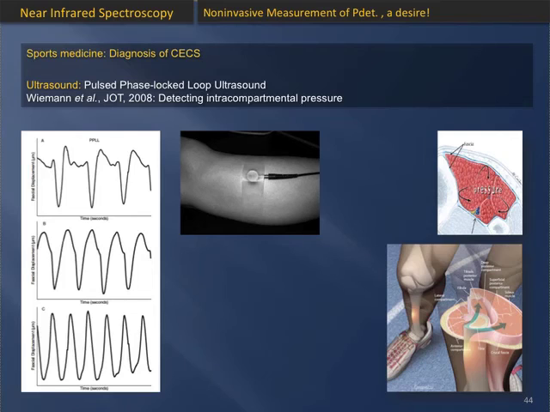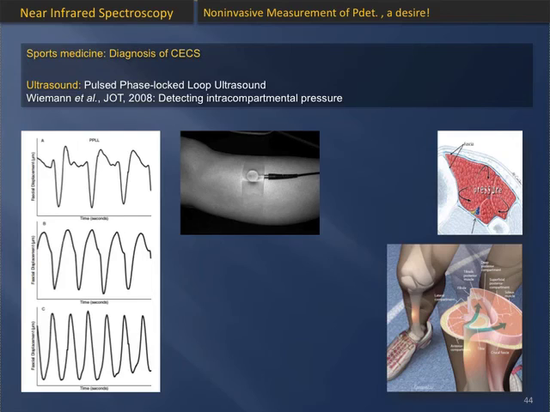In that study, they introduced a new pulse phase-locked loop ultrasound. This is a device that they can put over the skin and target a fascia, and start monitoring the alteration of the fascia against cardiac pulsation. As you can see here, this is a normal fascia pulsation in a low pressure compartment, and as intracompartmental pressure increases, the pattern and the shape of pulsation start to change. As you can see, the complexity of the pulsation was changed.